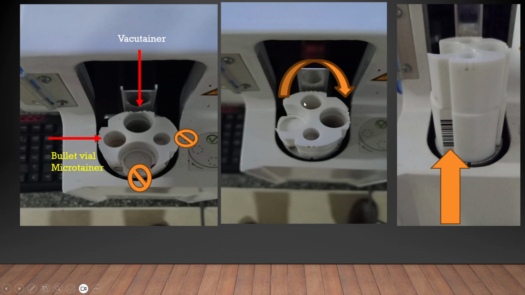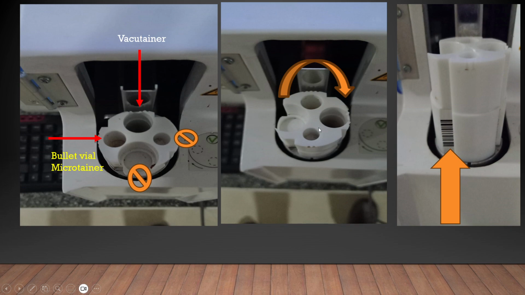Why this is very important is because when you do that, the instrument will read the barcode on this edge. By this it will know what type of sample collection device is given to the instrument, and so it will also know how far the needle has to go inside. If the reading is wrong, either the needle may break the vacutainer or it may break the bullet cup. That is the reason why you need to make sure it is rotated. This is important.